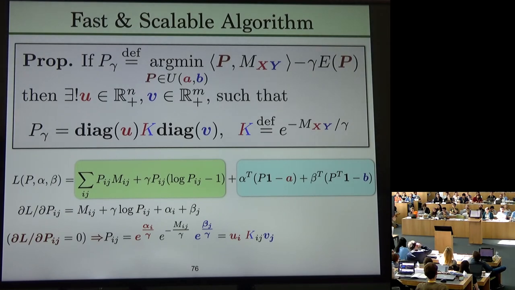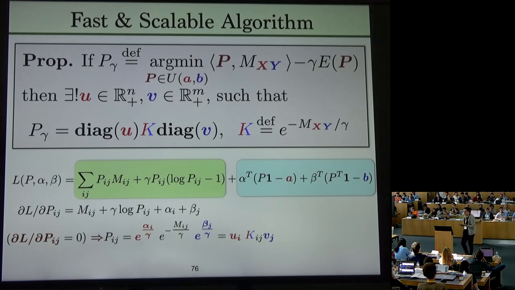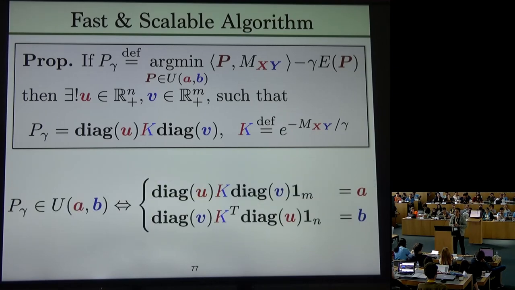What you know is what this K matrix is. And the K matrix is exponential of minus the cost. So you can call it a kernel matrix. This is why we call it a kernel. Here it's blue and red because it basically contains all of the geometry between the points x's and the y's. And so once you know that the solution has this particular shape, the only thing you need to actually enforce is that this matrix has the right row sums and column sums.